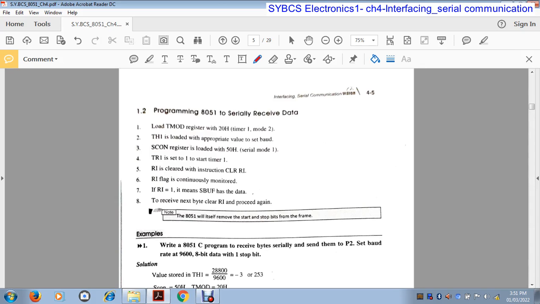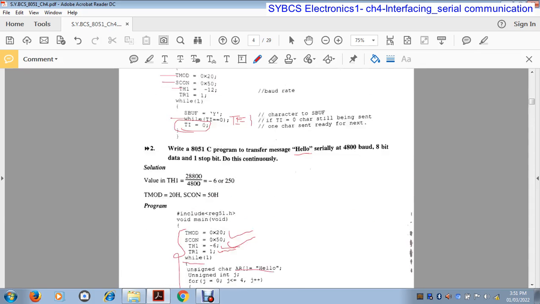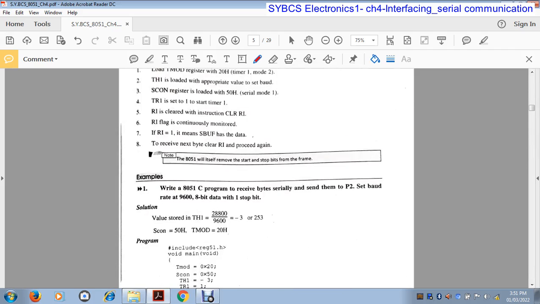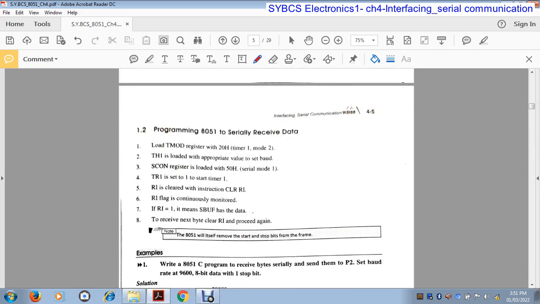Similarly, there is one more program which is used for receiving the data. We wrote one program here to transmit the data. Now for receiving we write another program. So here are the steps which are used for receiving the information. The programming steps for the 8051 to serially receive data.